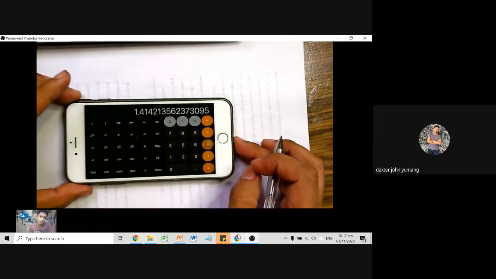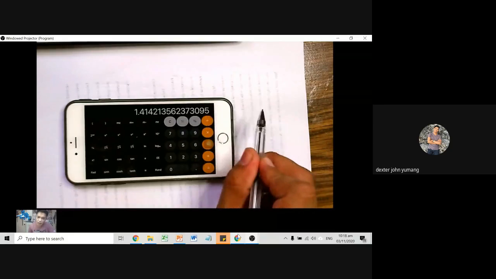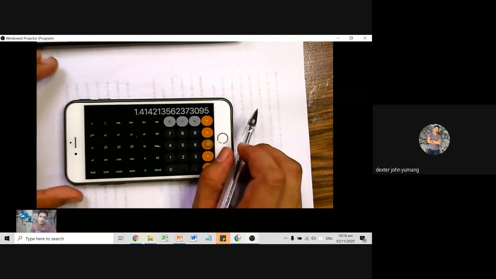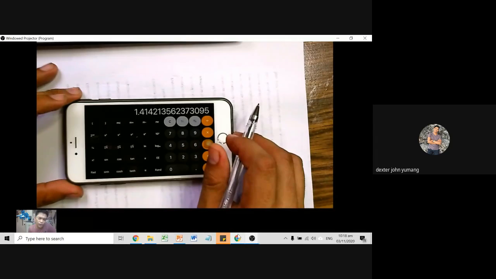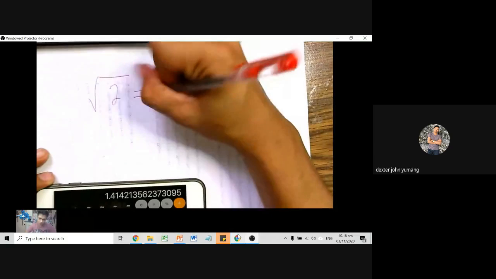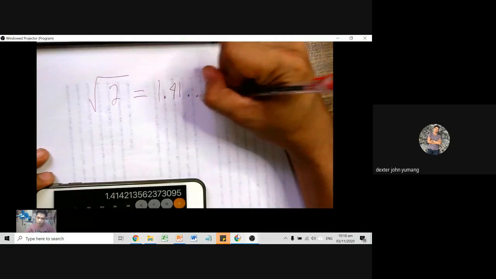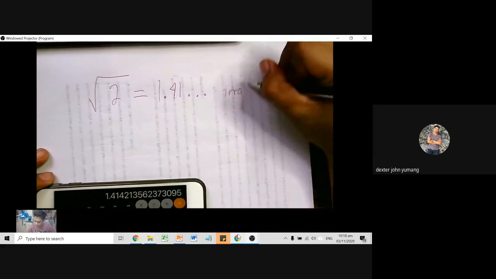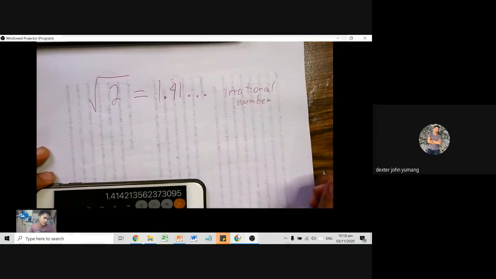The answer is 1.4142135623730950... Meron pa po yung dugtong. Hindi po natapos. So, kapag ganyan po na case, 1.41, 42, 13, meron bang paulit-ulit dyan? For example, 1.44444444. Wala namang paulit-ulit, di ba? In that case, hindi po siya repeating. So, that is now an example of irrational number. Isusulat niyo lang 1.41 tapos tatlong tuldok. And isusulat nyo irrational number.